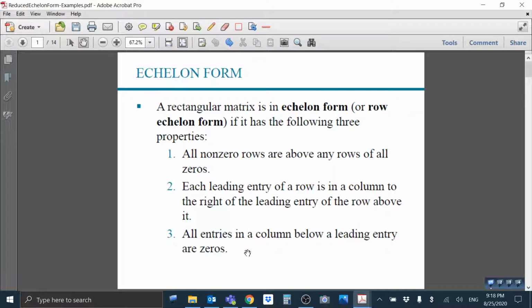The last one, it says all entries in a column below a leading entry are zeros. Okay, so you have your leading entry and you look below the leading entry. What you need to see is all zeros. All entries are zero. So when you have a matrix that satisfies all of these three conditions, then that matrix is in echelon form. Beautiful.